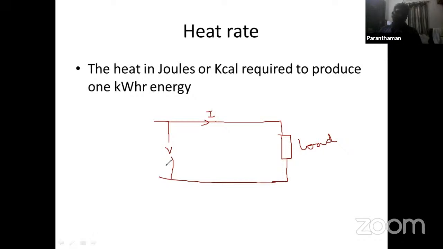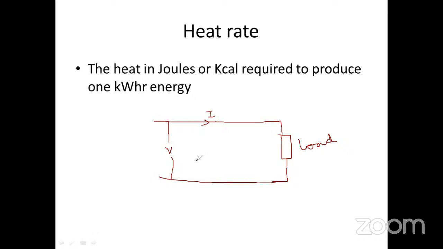For reducing I, we are increasing V. I'm asking, if I can be written as V by R, I squared R loss can be written as V squared by R loss. Then what is the meaning of raising V? This is my question, right, sir? Up to this, the question is clear. Yes, sir.